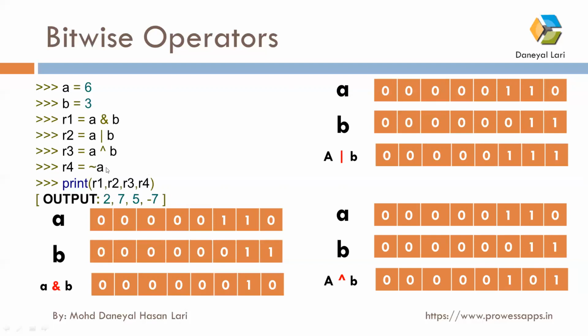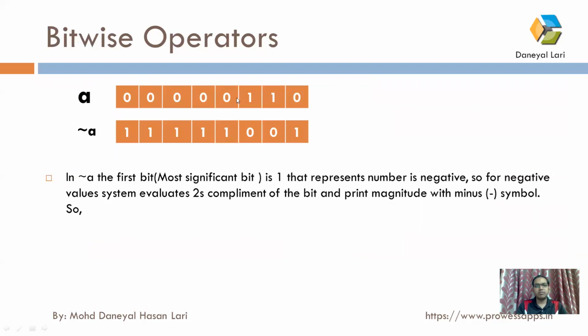Now look at the NOT operation that we are going to perform on A. The A value is 6, and when we perform NOT A, we get the answer -7. So how is this answer obtained? Just look at here. This is A's bit pattern, and after performing the NOT operation, every bit will be flipped. So 0 will become 1 and 1 will become 0. So this is the NOT A representation in memory.